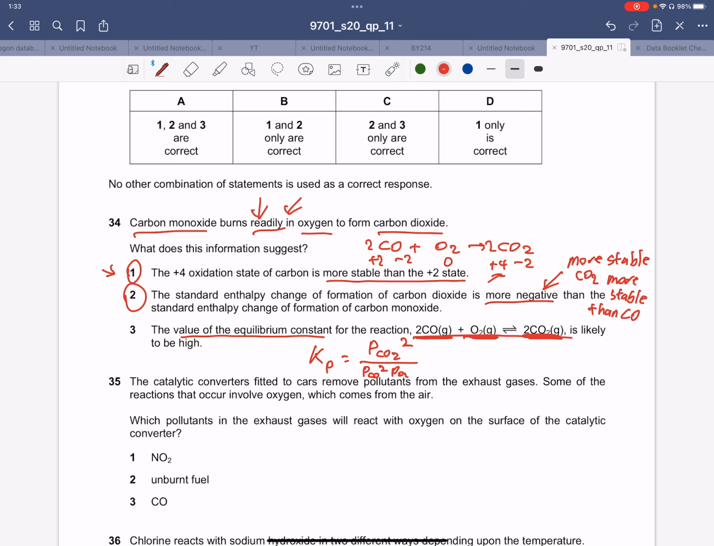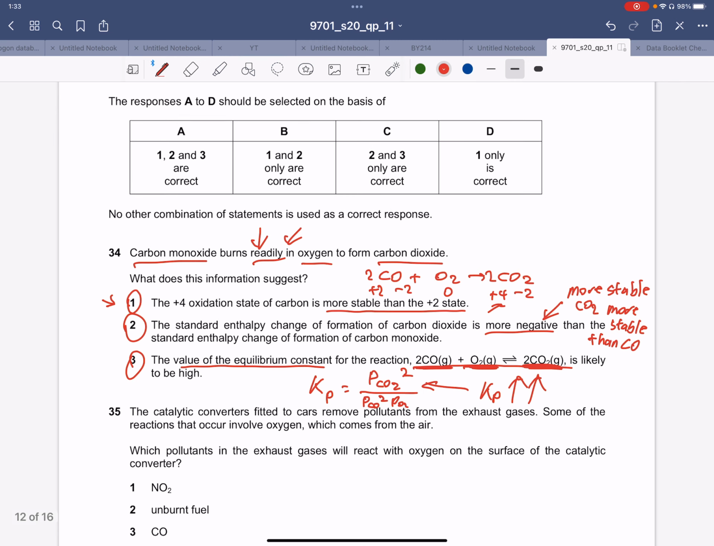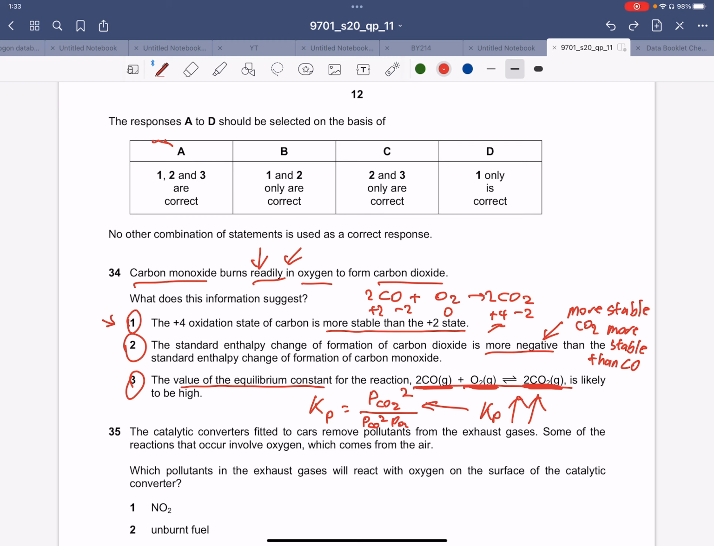So if you were to look at that, the reaction is favored towards the products, since we know that it burns readily in oxygen, and if it's favored towards the products, that means that the Kp value must be very high. Because if it burns readily, that means it's going to the products. If it didn't burn readily, then it would be leaning towards the reactants, in which case Kp would be very, very low. But that's not the case, so since Kp is high, it's likely to be high, so that is the correct answer. So in this case, all three are correct, so that is answer choice A. All right, so answer choice A. Moving on.